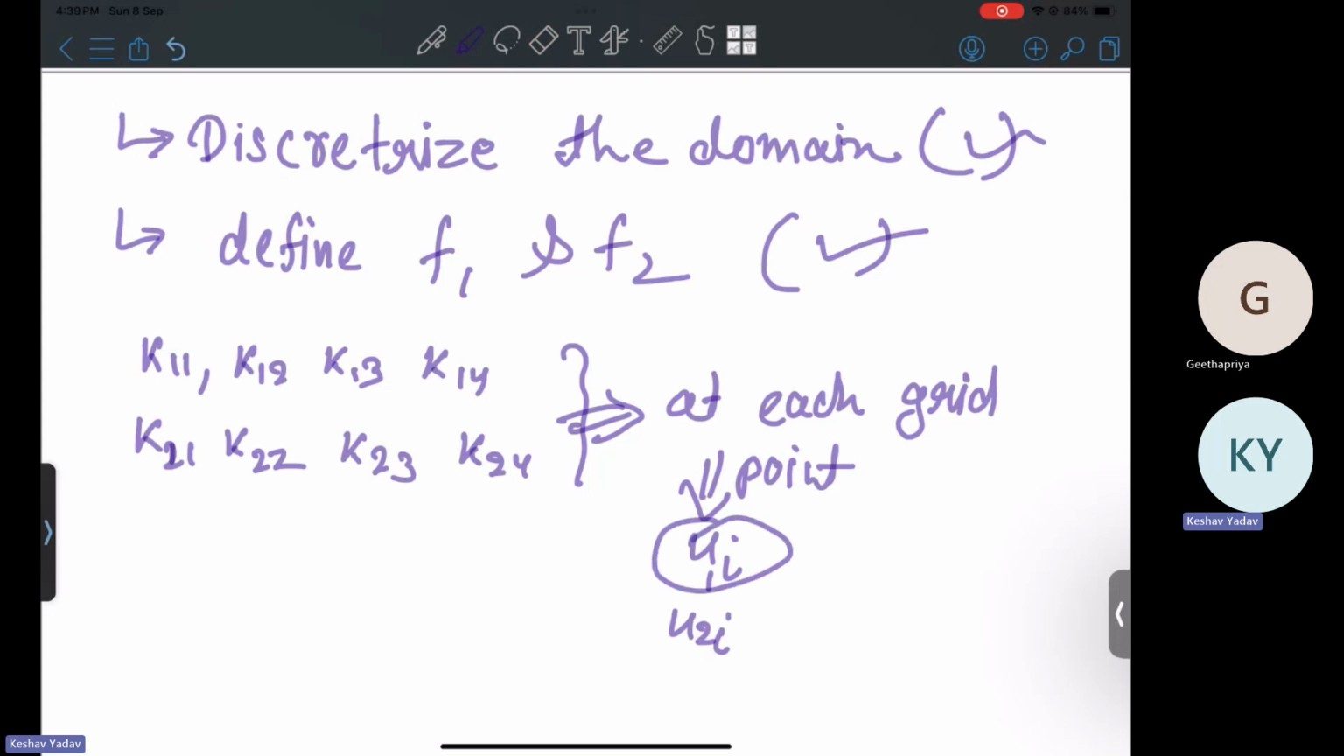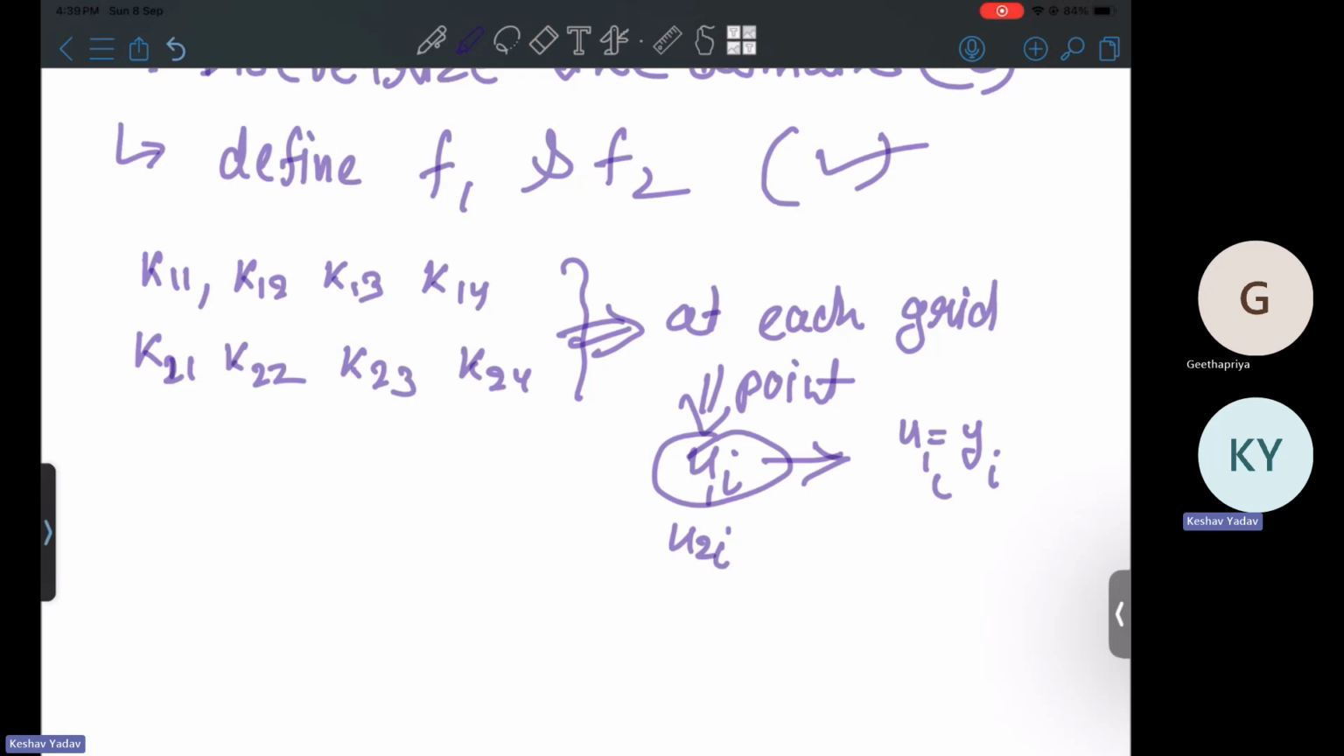Once we find the u1i, our problem will be solved, since this u1i will be equal to y, so u1i will be equal to y1i. So the problem will be solved. First we will discretize the domain.